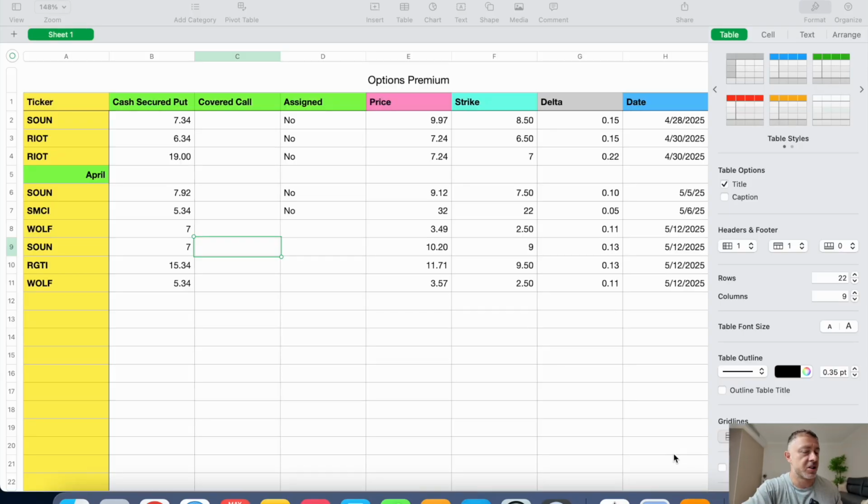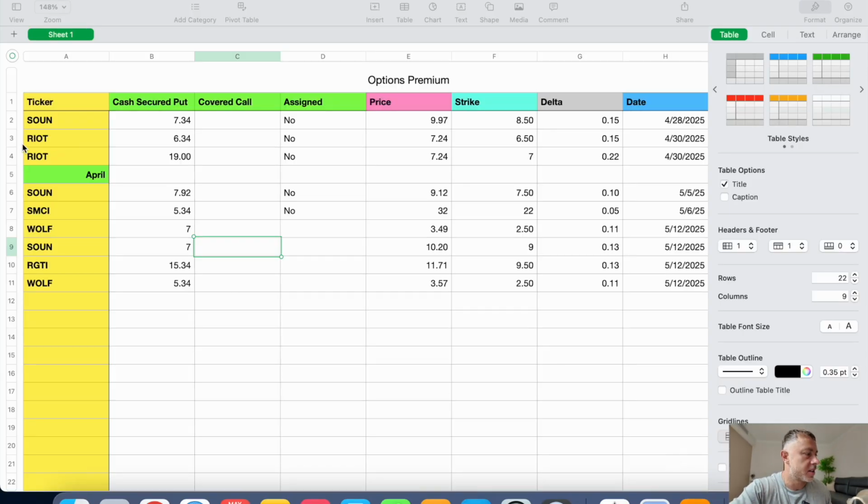So, see, 3, 2, 1, bam. Oh, wait a minute. Okay, here we go. 3, 2, 1, bam. Okay, so here's the little spreadsheet, nothing special.